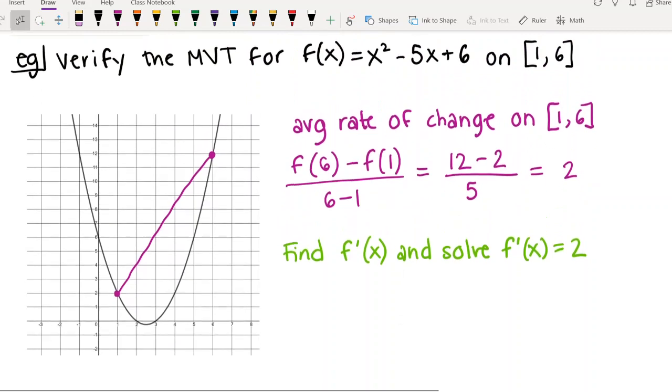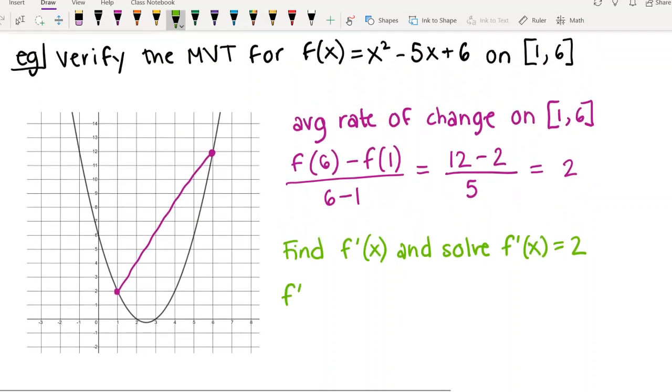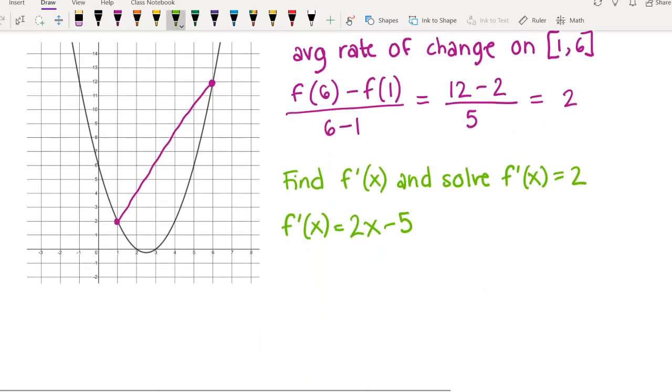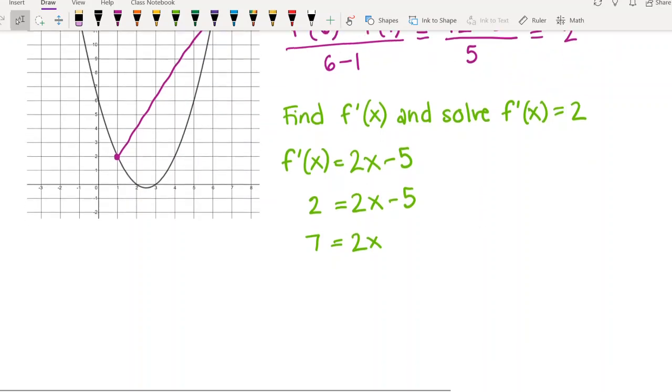So our original function was x squared minus 5x plus 6. So f prime of x is equal to 2x minus 5. And so that means that we're solving 2 is equal to 2x minus 5. So we're solving 7 is equal to 2x. And so we find that x is equal to 7 over 2. So that is our value of c. You could call it x, you could call it c. I'll just write down c to be consistent with how we write down the mean value theorem.